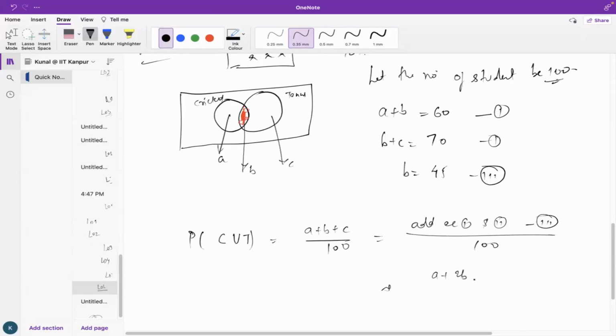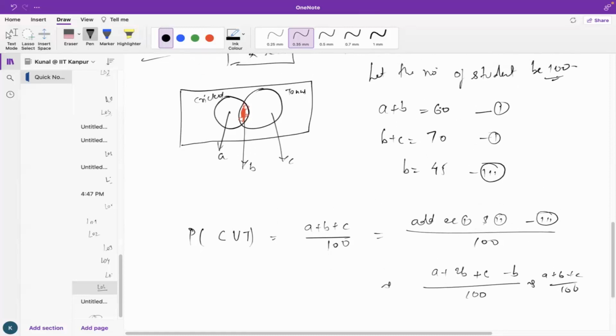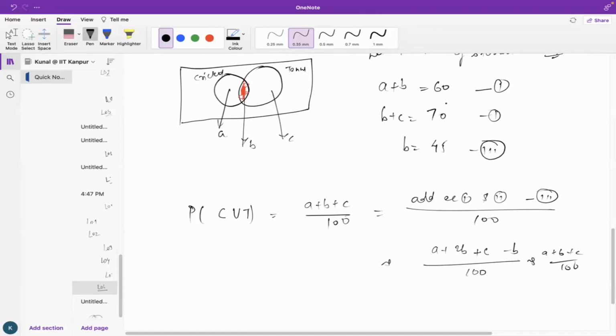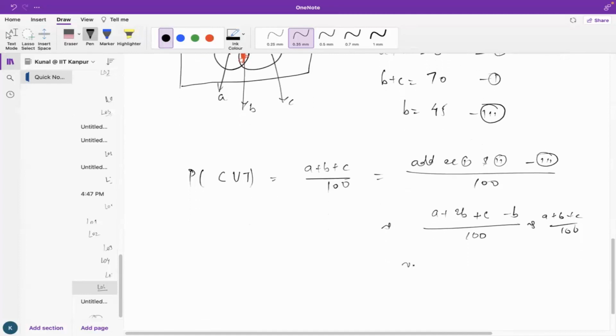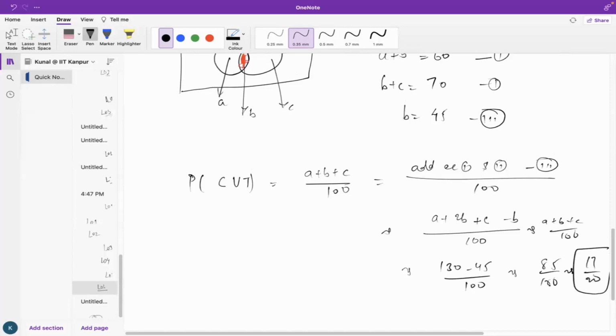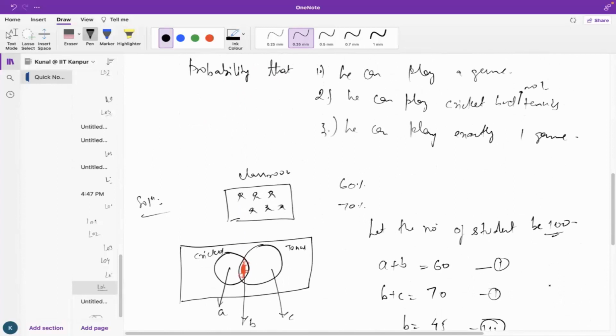A plus 2B plus C and minus B, divided by 100. So what we'll get? A plus B plus C, right? So when we add equation 1 and 2, there will be 130 minus 40 of 5, divided by 100. So it will get us 85 by 100. When we solve this, we'll get 17 by 20. So this is the probability that the chosen student can play both of the games.